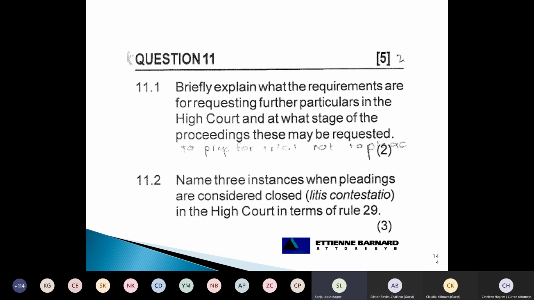Habashini? Is it when the time to file your application has expired? Yes, that's right. So the time when the last pleading had to be done has expired and no pleading is coming, then pleadings are closed as well. All right. So, see, easy.